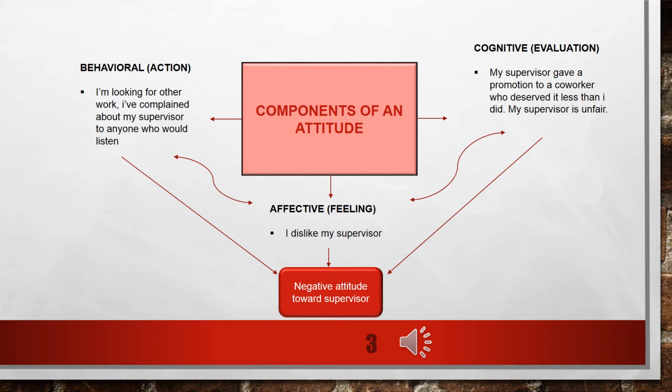Okay, these three components are very related to each other. This scenario shows a negative attitude towards the supervisor.